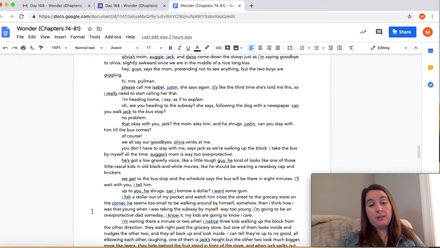"You don't have to stay with me," says Jack as we're walking up the block. "I take the bus by myself all the time. Augie's mom is way too overprotective." He's got a really low, gravelly voice, like a little tough guy. He kind of looks like one of those little rascal kids in the old black and white movies. Like he should be wearing a newsboy cap and some knickers. We get to the bus stop and the schedule says that the bus will be there in 8 minutes.